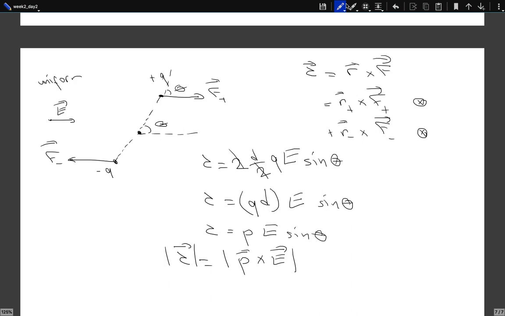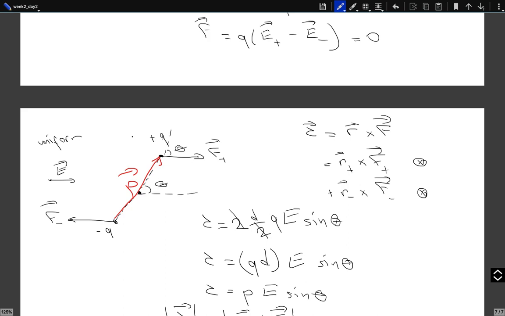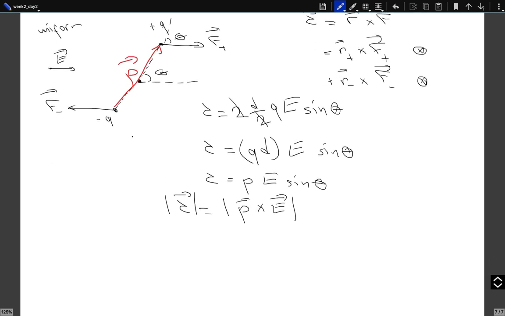You see, P vector is this one. This is the P vector. So the magnitude of P cross E would be the magnitude of P multiplied by the magnitude of E, multiplied by the sine of the angle between the two. Well, you see the electric field is pointing in this direction. P is pointing in that direction. The angle between the two is theta.